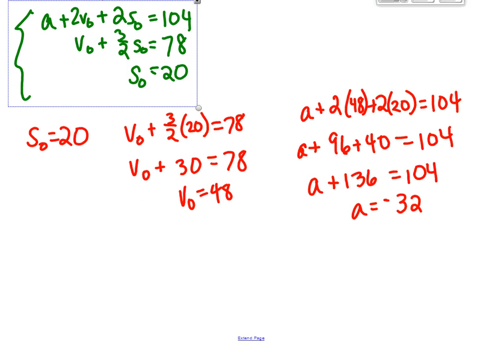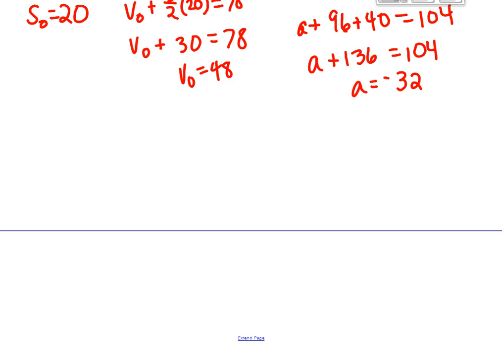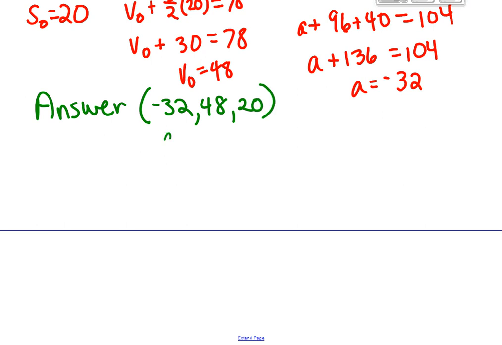So there's a couple things that we want to do when we write our answer. And the first thing is we want to write that as a triple that we're used to. And this time I'm not going to go in alphabetical order, but I'm going to go in the order of the variables that we had. So for my answer, I'm going to say that the ordered triple is negative 32, 48, and 20. I'm going to remind myself those are A, V sub 0, and S sub 0.